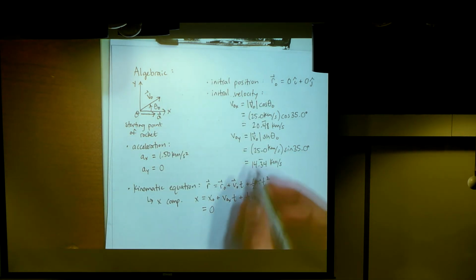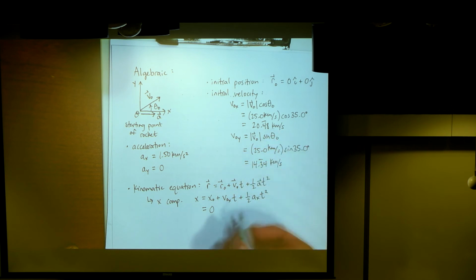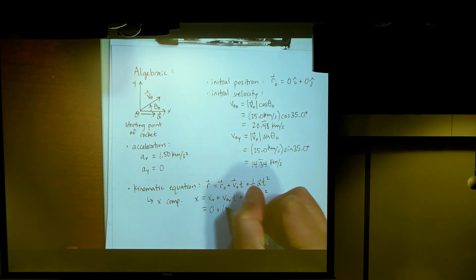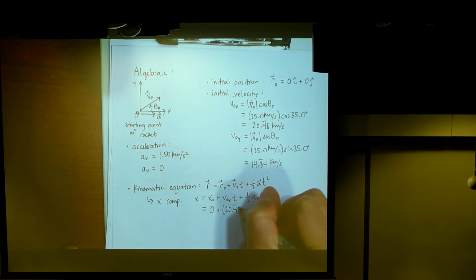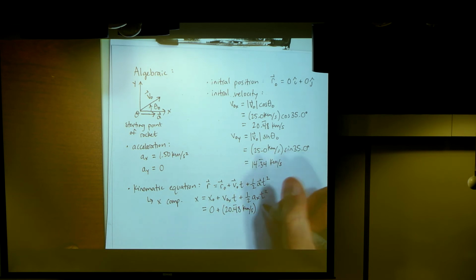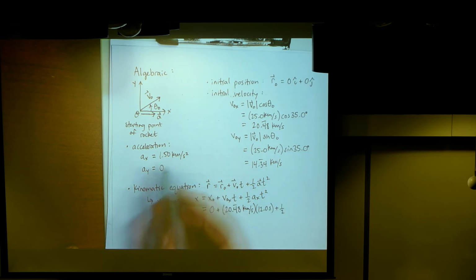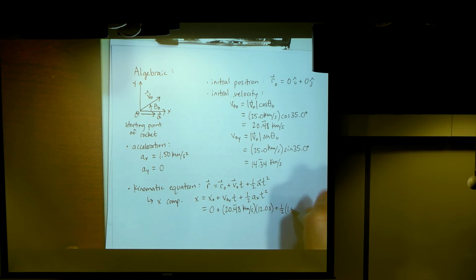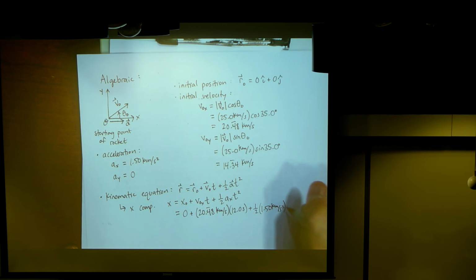What should I put in for v naught x? I should put in this value that we calculated, 20.48 kilometers per second. The time is 12 seconds. That's just what we're asked about, 12 seconds later. So I'll put in t equals 12 seconds. And then I have a half times ax, which is 1.5 kilometers per second squared. And then take t and square that. So 12 seconds, square that.